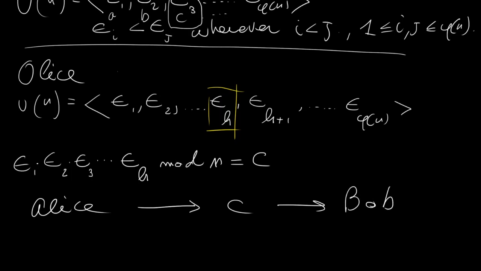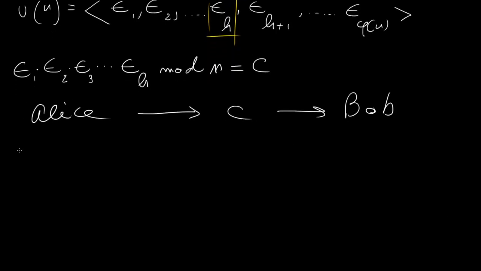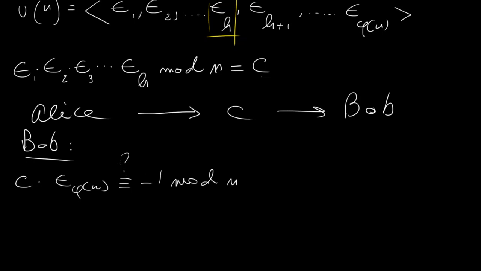Alright. Then once Bob receives C, what is he going to do? Now we have Bob doing C times epsilon sub phi of n. He receives C and starts multiplying C by all the elements in descending order. So he multiplies C by epsilon sub phi of n, and he checks congruence to -1 mod n. If this is true, then he stops. If this is not true, then he's going to perform C times epsilon sub phi of n times epsilon sub phi of n minus 1, and checks again, is this congruent to -1 mod n? And if it's not, he'll keep on multiplying.